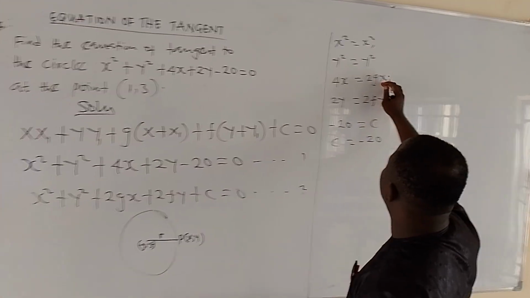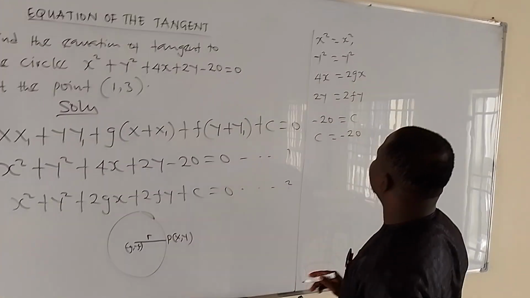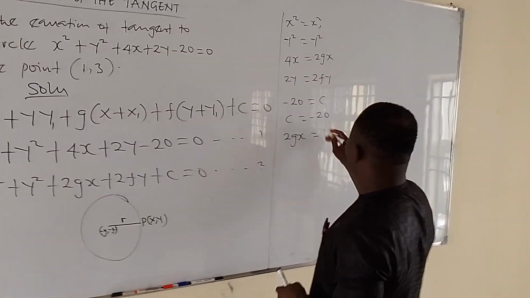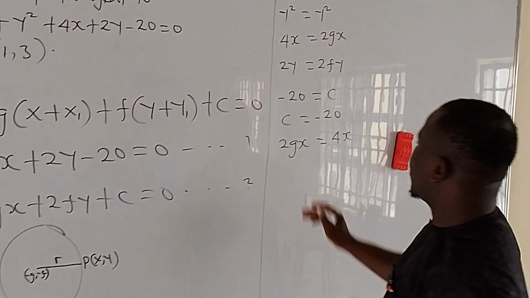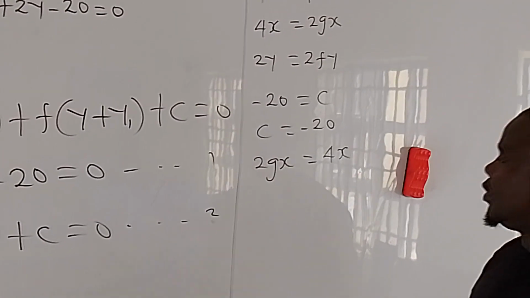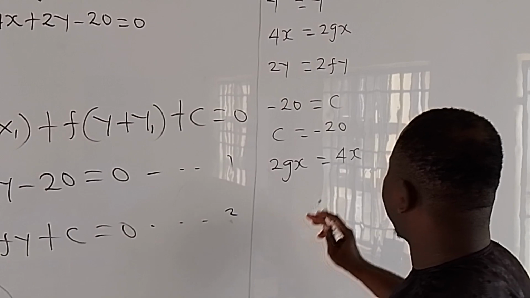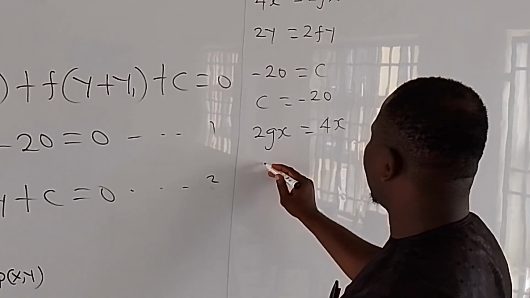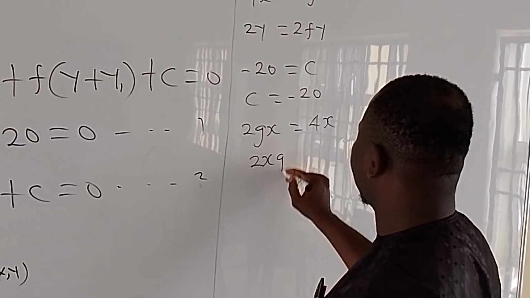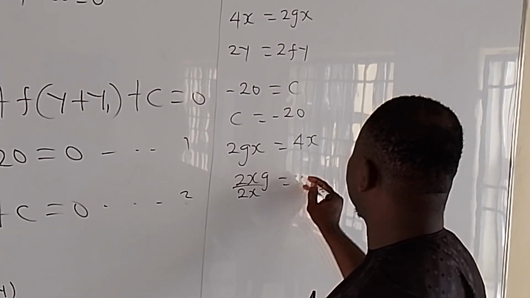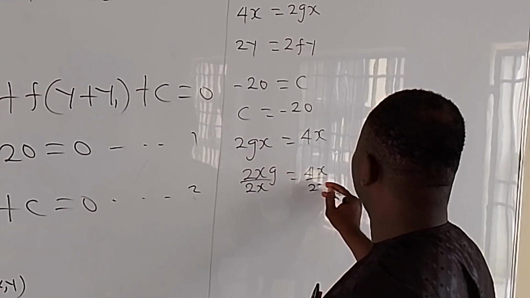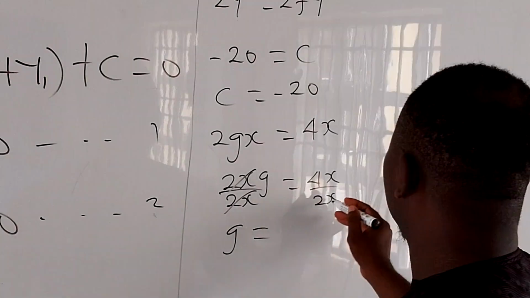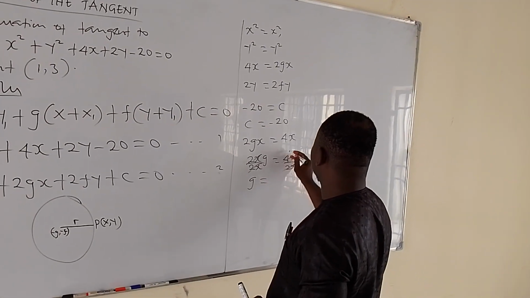Now let us obtain our g. How can we obtain our g? Let us write this equation this way: 2gx equals 4x. For us to obtain g, we divide through by 2x. So if we divide through by 2x, we have 2xg all over 2x is equals to 4x all over 2x. This and this will go. Our g is equals to what? 4 over 2 is 2.